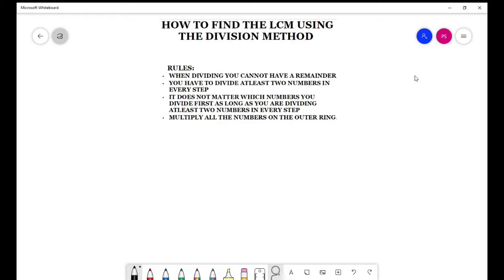In today's lesson, we're going to learn how to find the LCM of a group of numbers using the division method. Remember, a multiple of any number is the number that we get by multiplying our number with any whole number. So if our number is 5 and I multiply 5 with any whole number, the resultant is a multiple of 5. So for example, if I have 2, 4, 6, and 8, what is the least common multiple?